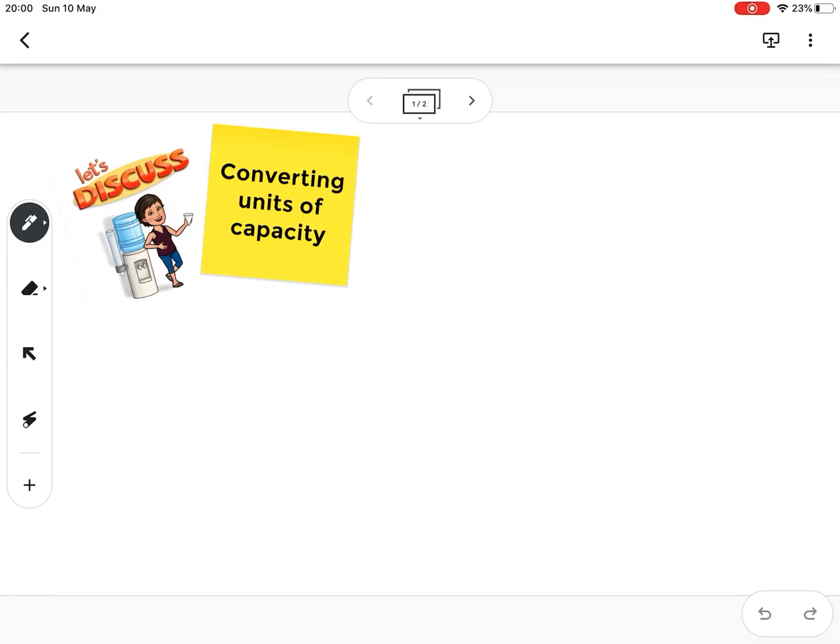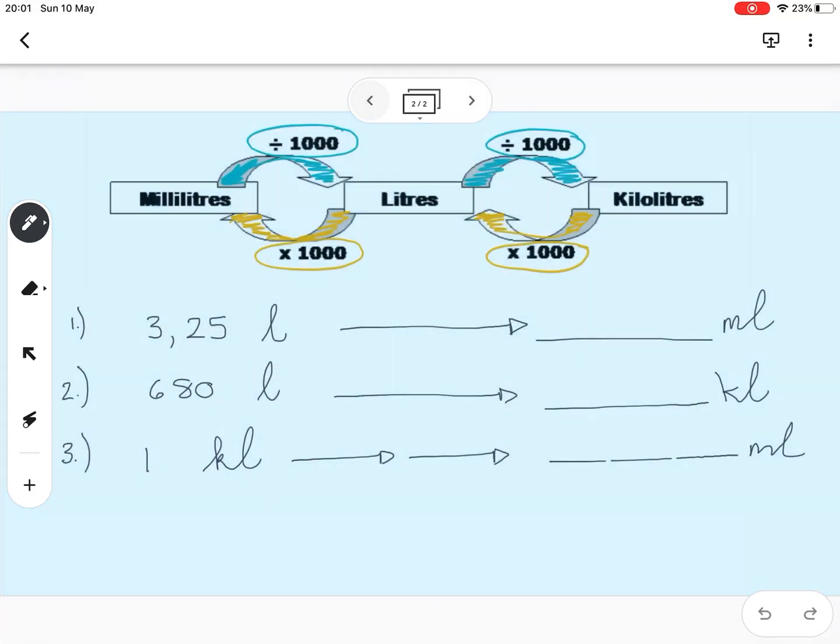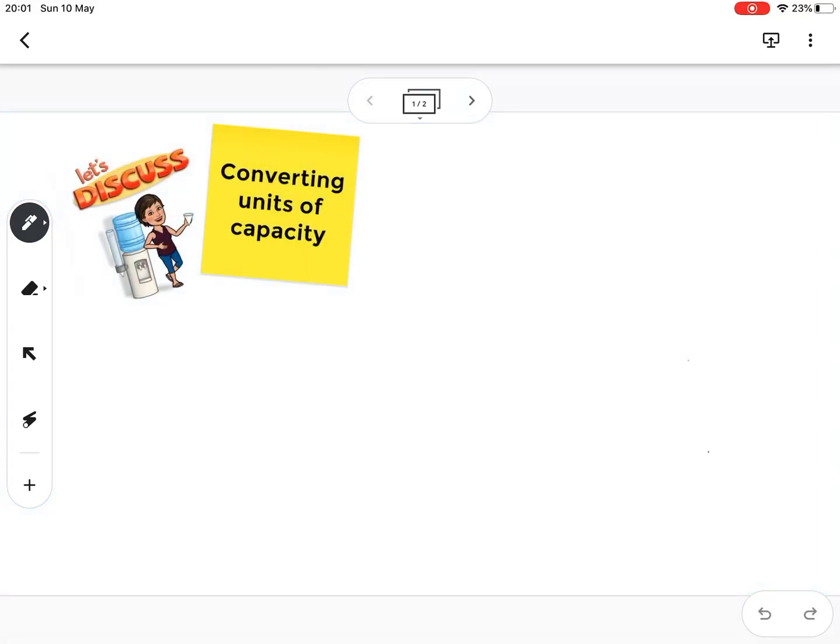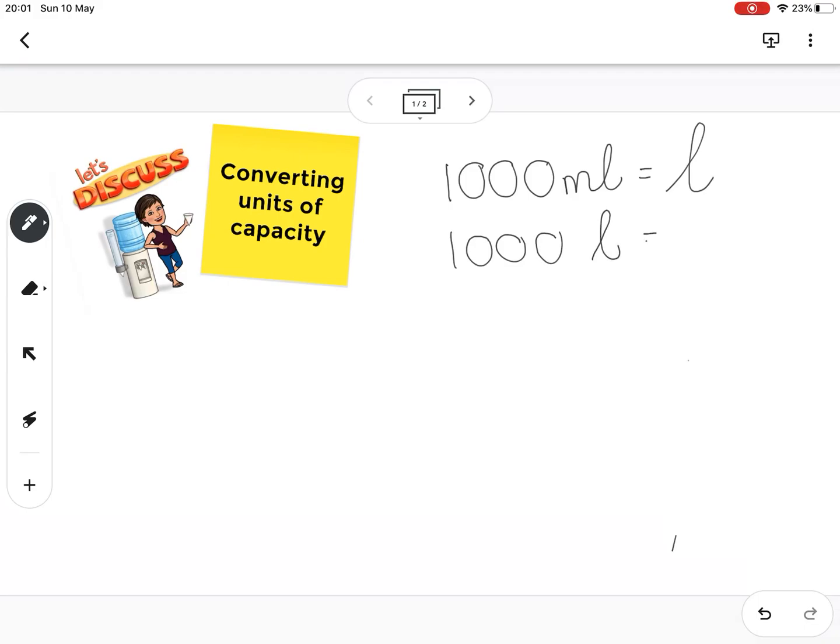Let's look at converting units of capacity. In our last lesson, we learned what a milliliter, a liter, and a kiloliter would look like. And now I want to remind you that we are going to look at, firstly, how many milliliters in a liter. So there's 1,000 milliliters in a liter, and there's 1,000 liters in a kiloliter.